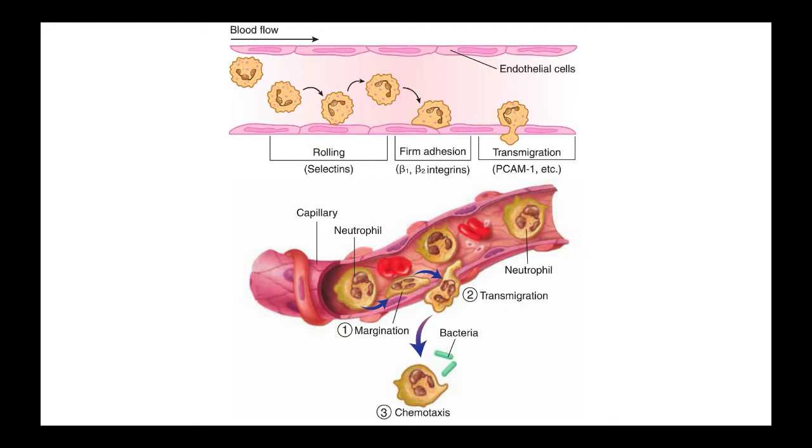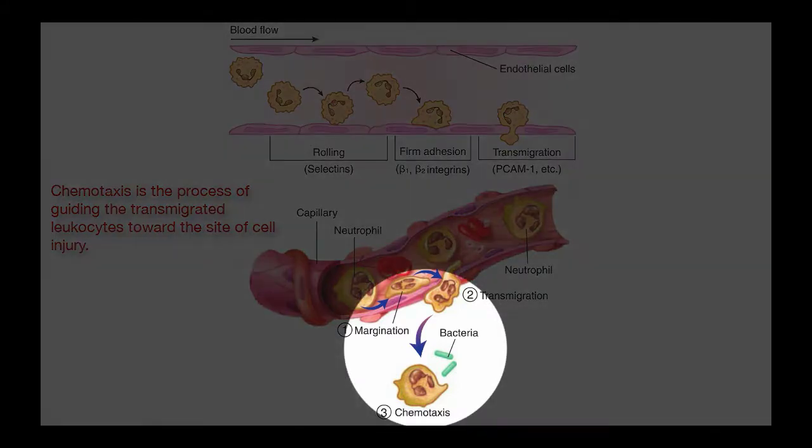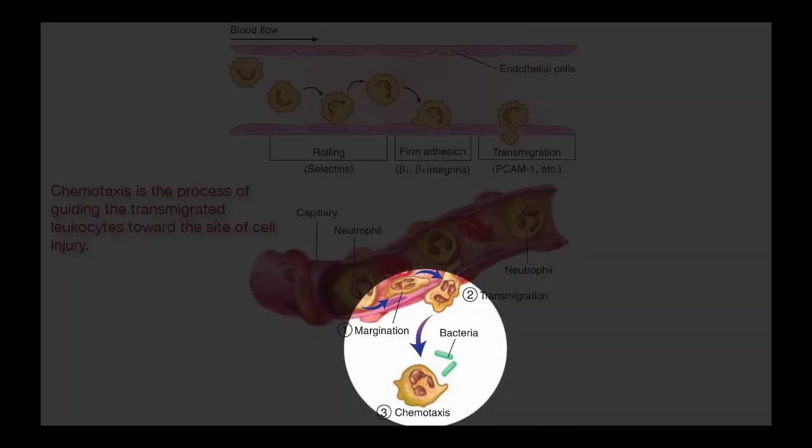After extravasation, leukocytes migrate in the tissue towards the site of injury by chemotaxis. Chemotaxis is the process of guiding the transmigrated leukocytes toward the site of cell injury. It is mediated by proteins released from the bacteria and proteins released from the local immune cells that recognize the bacteria in the first place, for example, the macrophages.